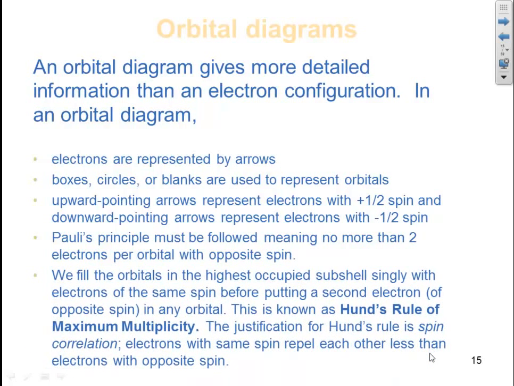We fill the orbitals in the highest occupied subshell singly with electrons of the same spin before putting a second electron of opposite spin in any orbital. This is known as Hund's rule of maximum multiplicity. The justification for Hund's rule is spin correlation. Electrons with the same spin repel each other less than electrons with opposite spin.